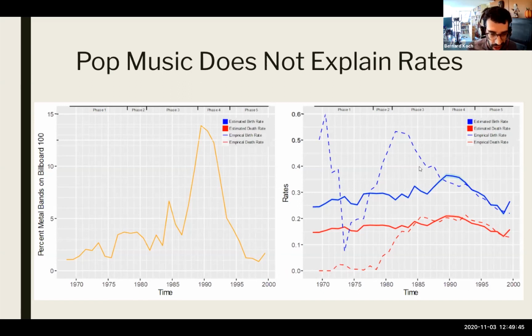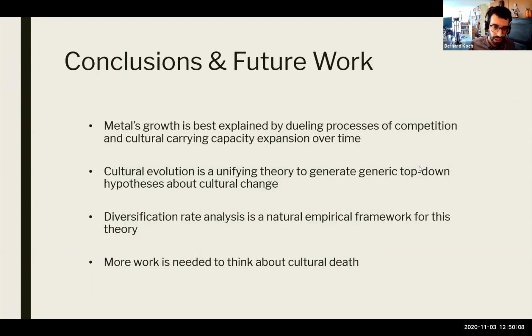But that is actually not a very good model for the rates we see. Maybe it captures the decline at the end of metal, consistent with metal's fall from grace and replacement by grunge or new metal or whatever. But it doesn't seem like a good explanation of how metal changed in the big picture over this time period. So what I want you to take home is that these are really interesting models.